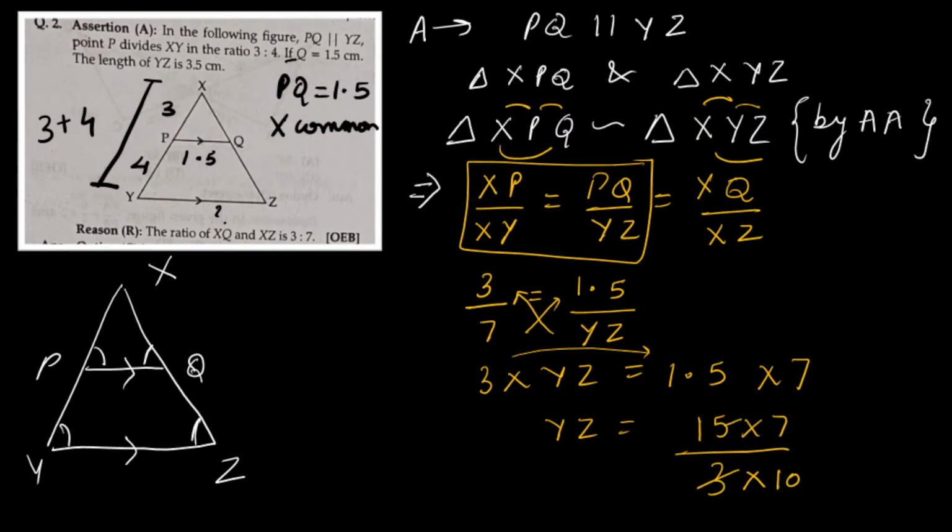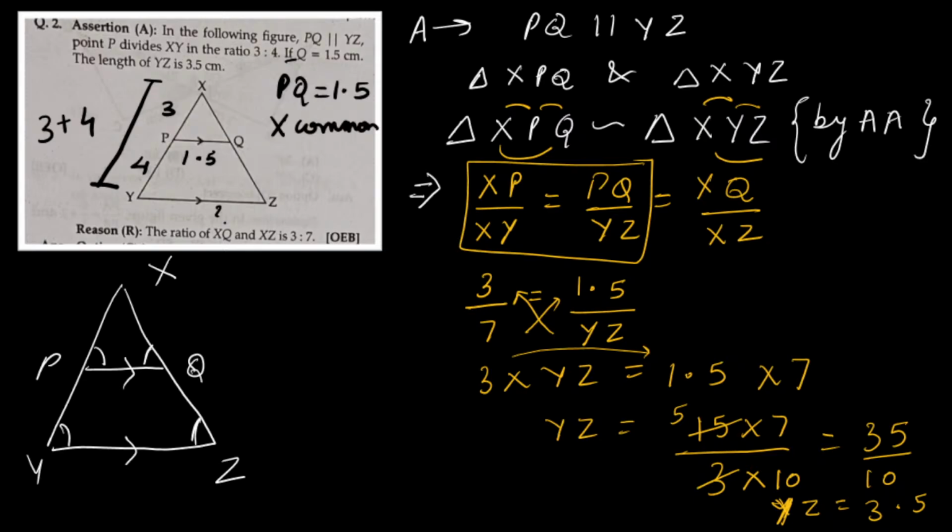Now we can do cancellation. 3 into 5. 5 into 7 is 35. 35 by 10, again we can convert into decimal. So 35 by 10 is equal to 3.5. Directly we can convert. So YZ is equal to 3.5. You can multiply 7 by 2 also. This calculation you can do any way. So basically YZ we are getting as 3.5.